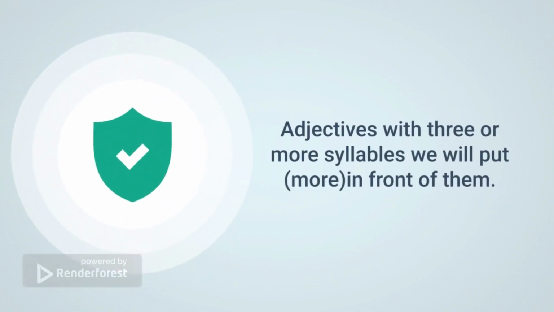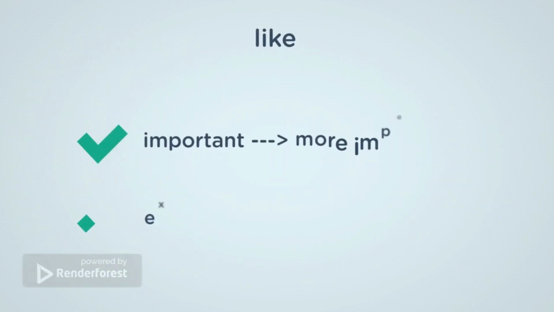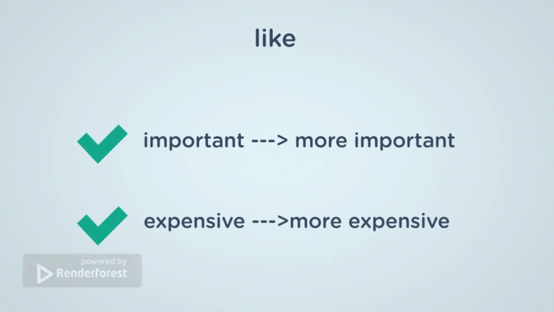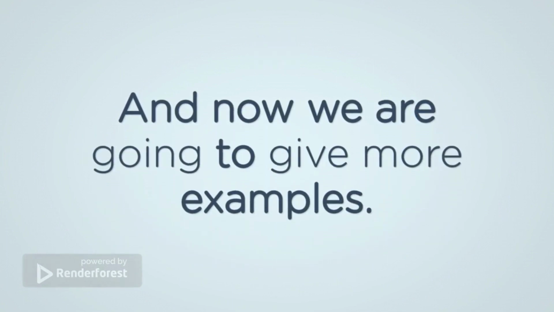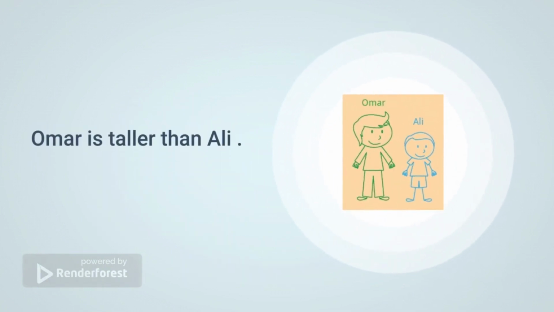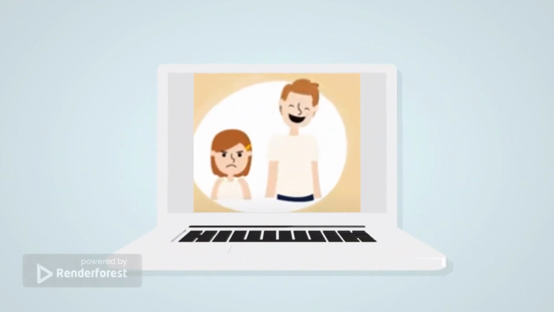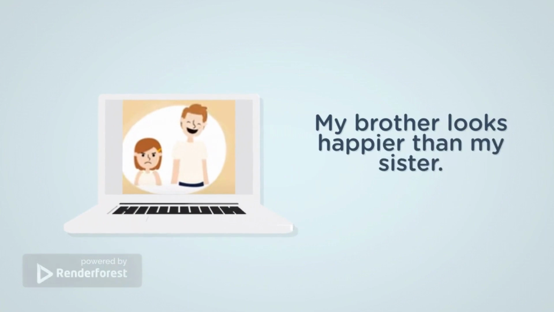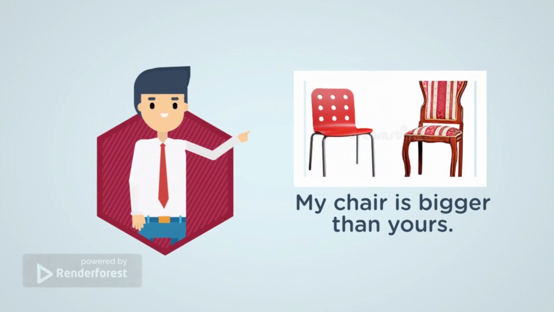For adjectives with three or more syllables, we put more in front of them, like important, more important, expensive, more expensive. And now we are going to give more examples. Omar is taller than Ali. My brother looks happier than my sister. My share is bigger than yours.